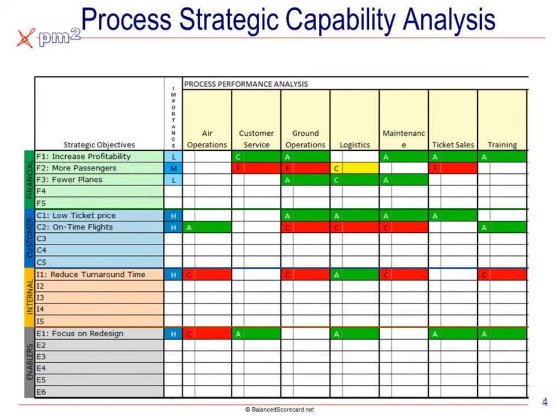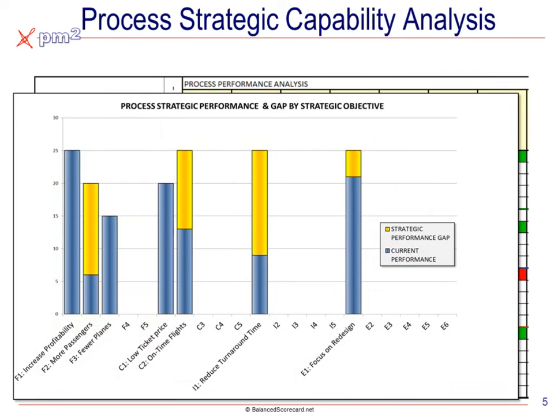And in fact, we can give this a score to produce a chart like this. So in this chart, the blue bar represents how well our processes are currently performing, and the gold is the gap between the current performance level and what's needed to achieve our strategic success. So in the StratEx planning world, this begins to show us where our process focus should be for maximum strategic impact. How can we get to that?